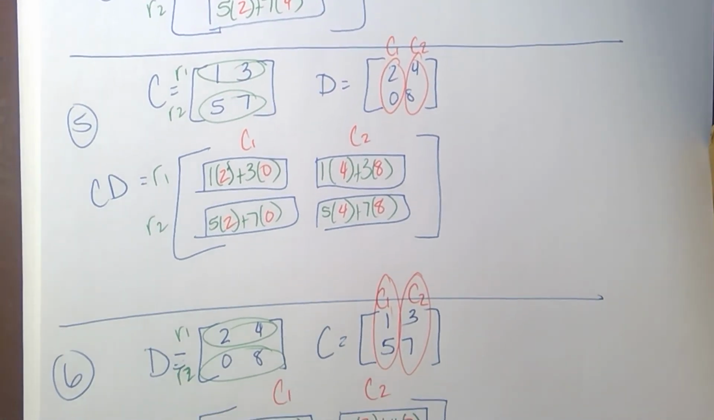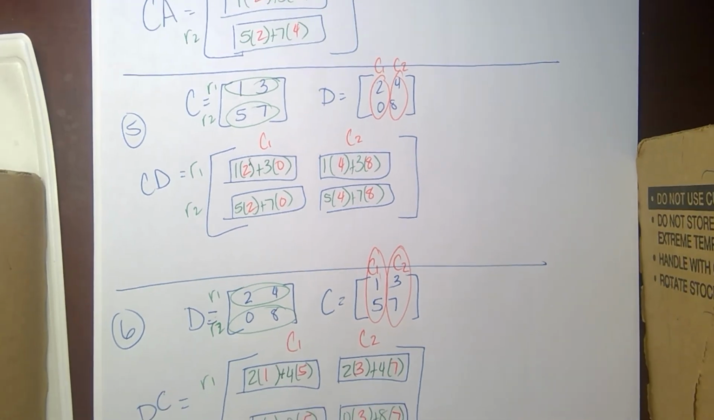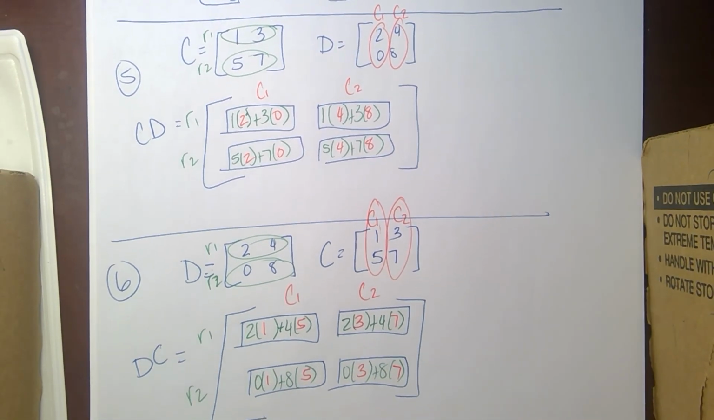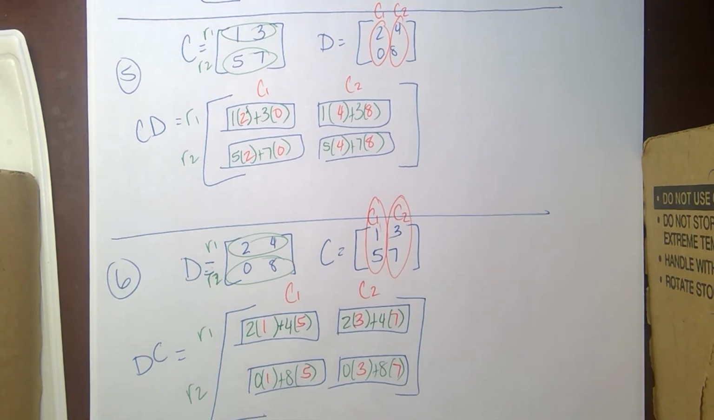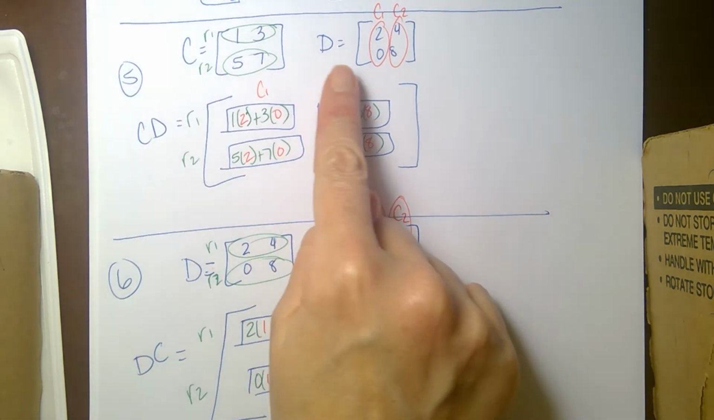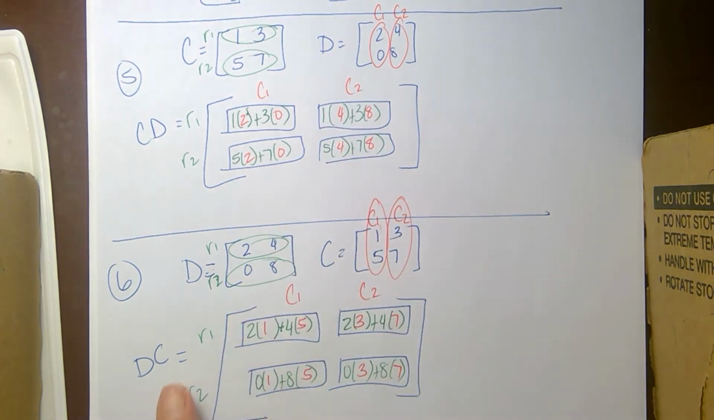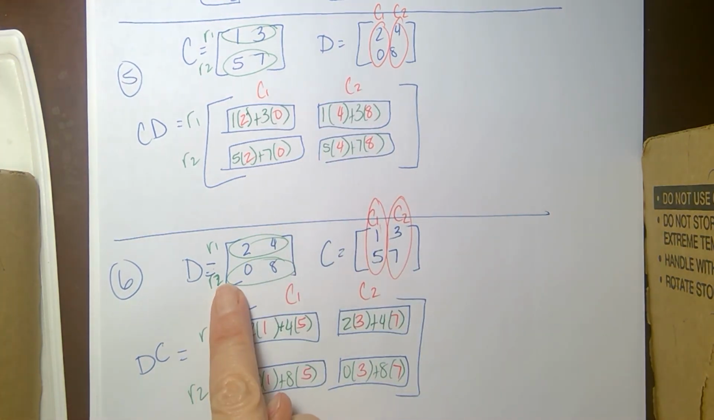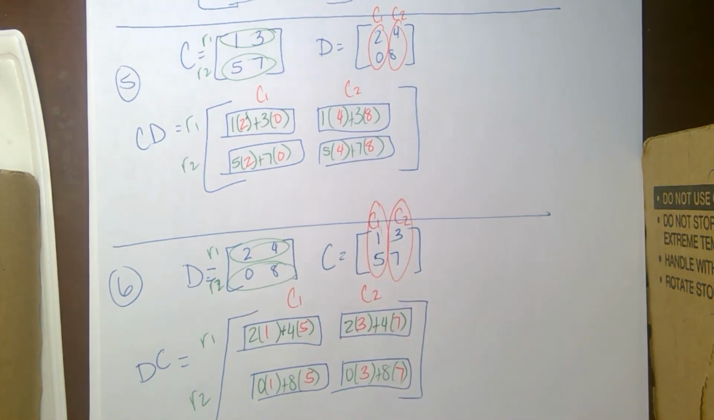5 and 6 both work with the same 2 matrices, but you have to make sure that you approach them in the correct order to get the right answer. If you're doing C times D, your rows come from C and your columns come from D. If you're doing DC, your rows come from D and your columns come from C. So make sure that you compare your work to those to ensure that you get the correct products.